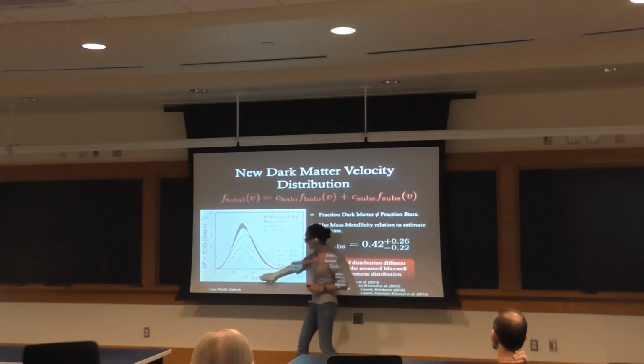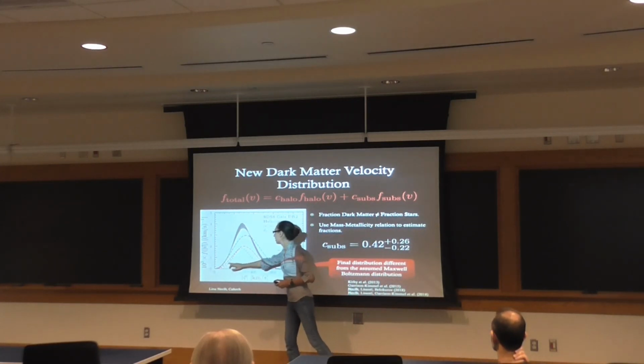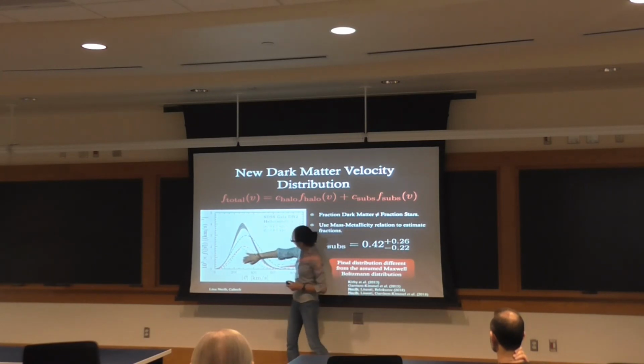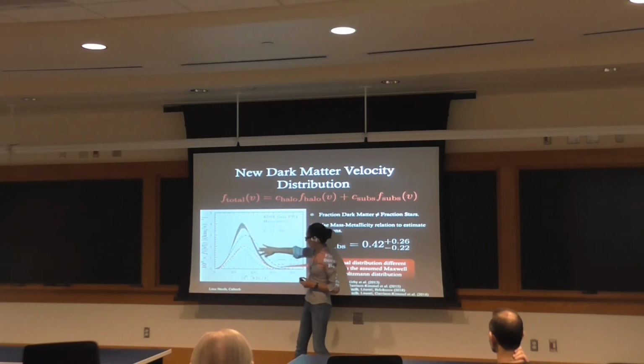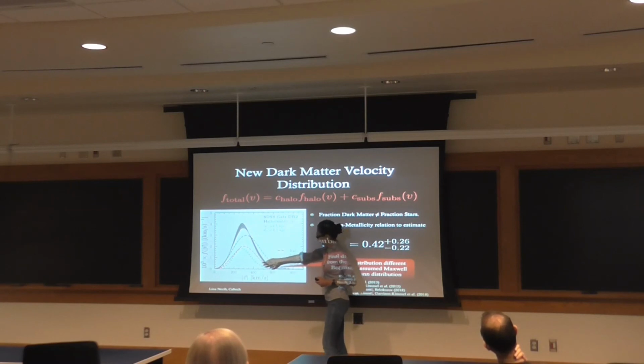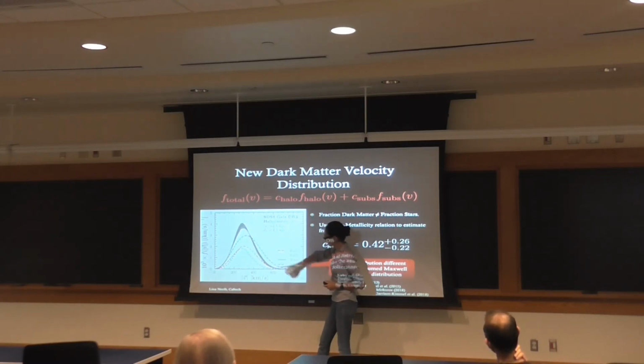So this is the speed distribution. And you can see here that this is the halo in red, the substructure is in blue. We put them together and we end up with this speed distribution here, which is quite different from what you would assume in the standard halo model, which is the line in gray and dashed here.